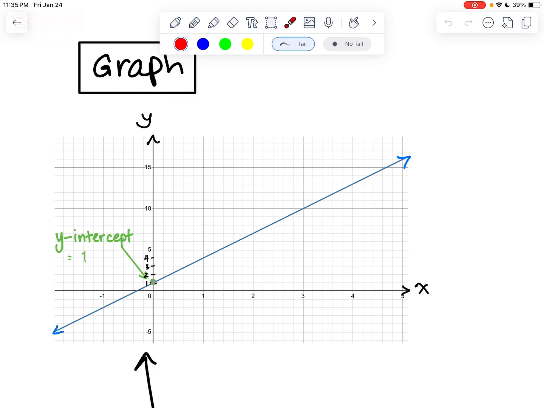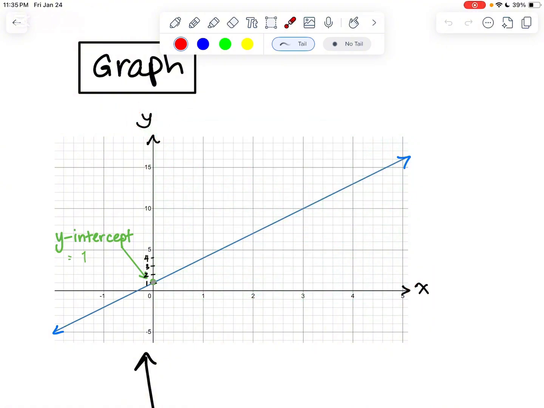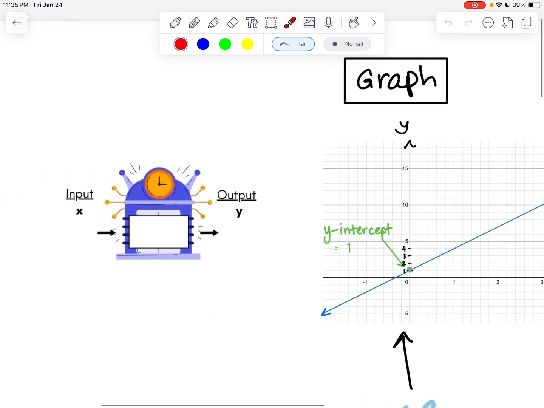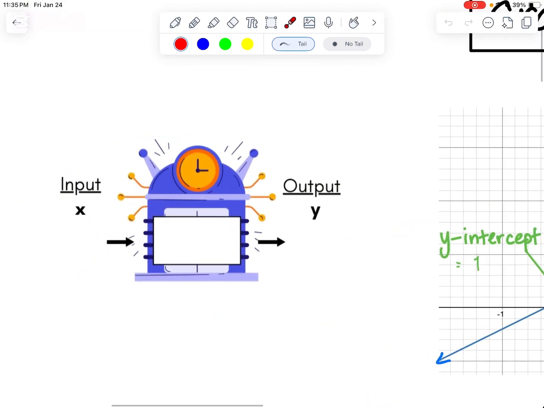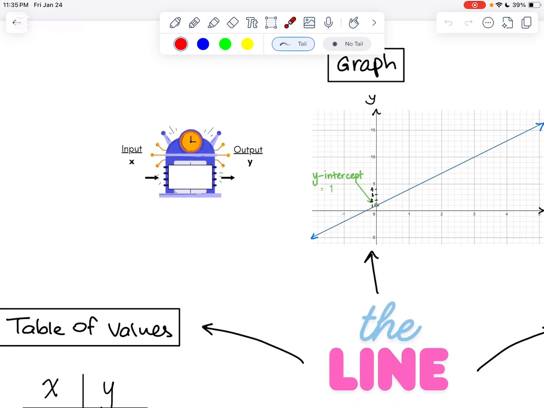But the line is more than just a shape on your graph. It's more than just a series of points. It actually contains a whole lot of data, and it's data about how these two different variables are related. So what do I mean by that? Well, I need to introduce you to this concept of an input-output machine. A line is actually called a function. Don't let that scare you.